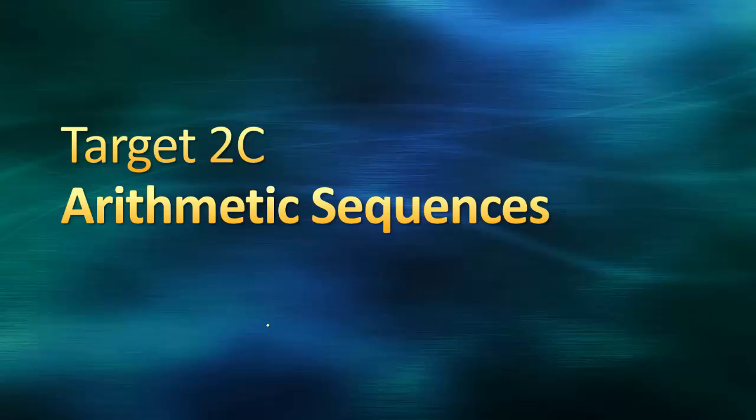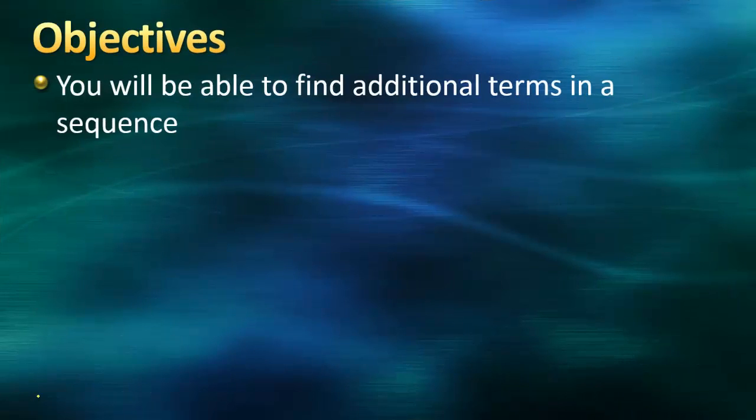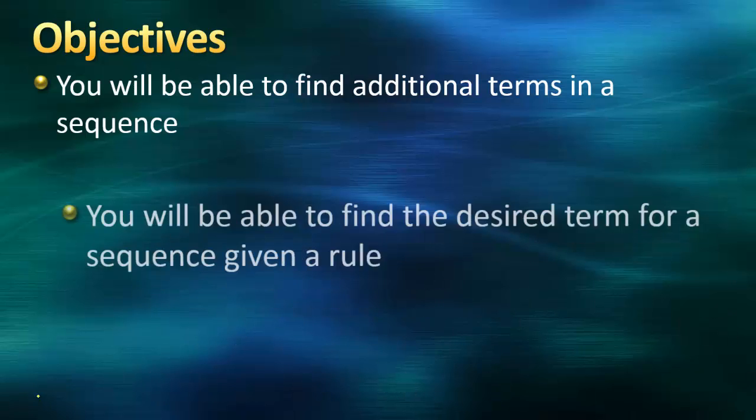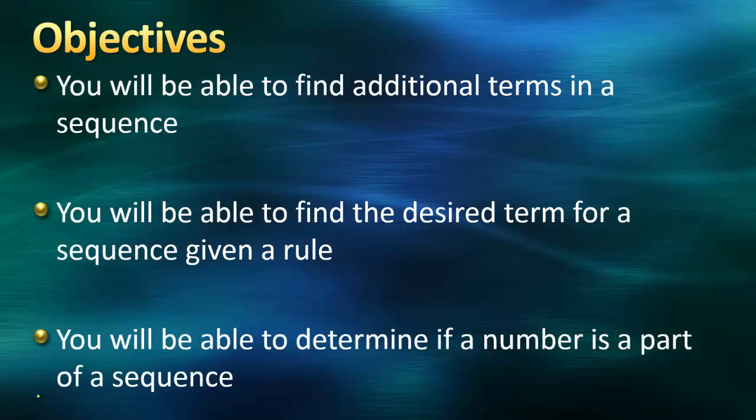This is Target 2C, Arithmetic Sequences. I'm more than halfway through the unit now, so we're going through this one quick. All right, some objectives. You will be able to find additional terms in a sequence. You will be able to find the desired term for a sequence given a rule. And finally, you will be able to determine if a number is part of a sequence.